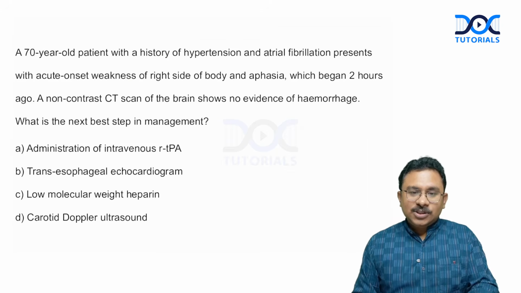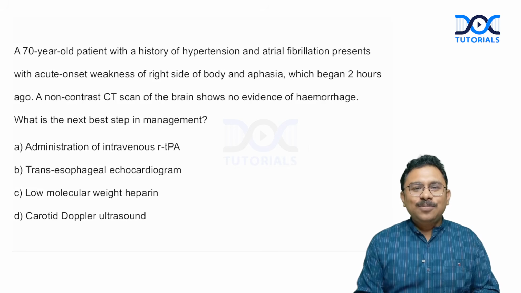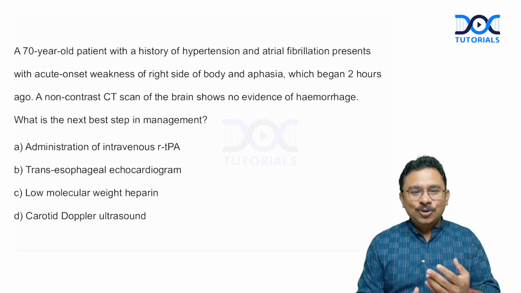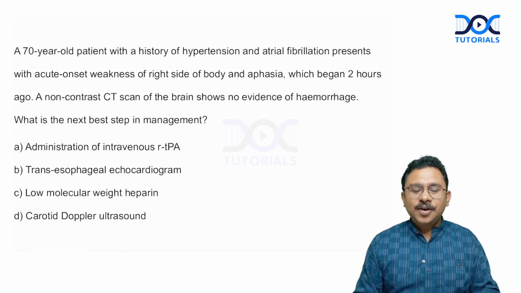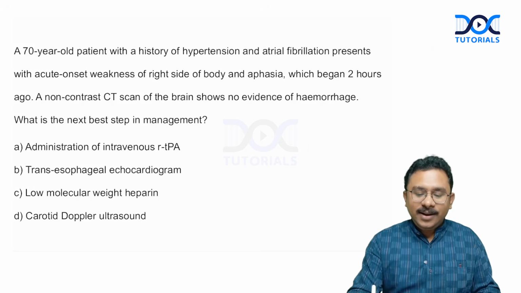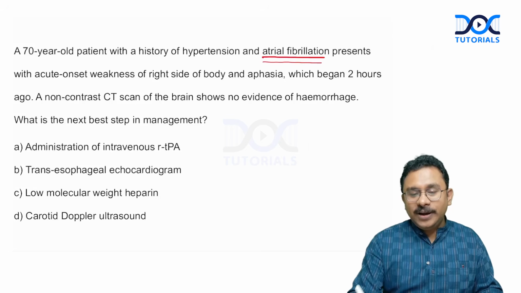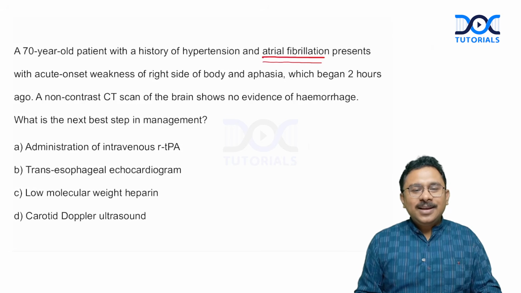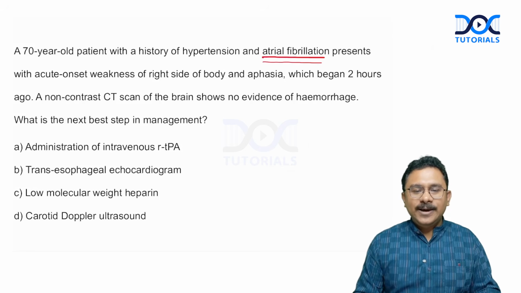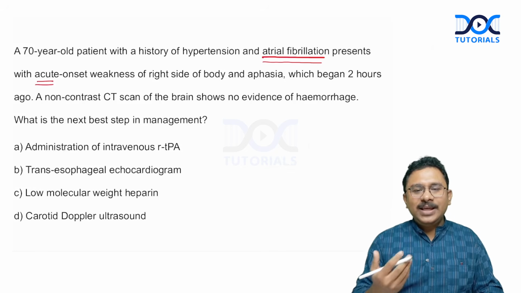Let's go to the next question. Okay, so no exam is complete without a question on stroke, right? So here is a question on stroke. A 70-year-old patient with a history of hypertension and atrial fibrillation. Whenever you have got a stroke in the context of atrial fibrillation, have a special look at it. So the patient is presenting with an acute onset weakness of the right side of the body and aphasia. So acute onset hemiplegia with aphasia.